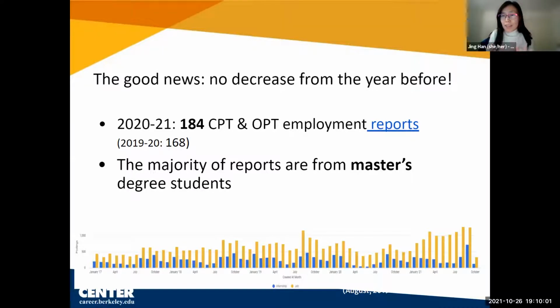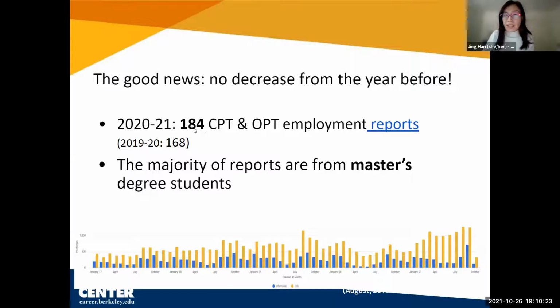So every year I can get the data of how many CPT, OPT job reports we received from international students. We're very happy to see that for the past school year, from August 2020 to August 2021, we have roughly about 184 CPT, OPT employment reports from international students.